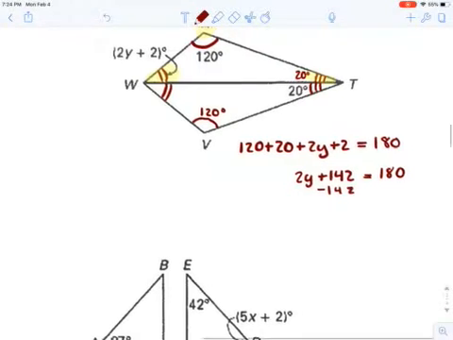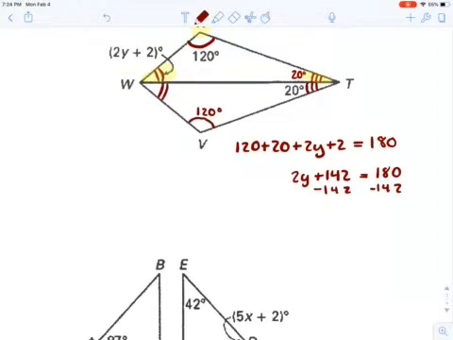Now, if we subtract 142 from both sides, we'll get that 2y equals what? What does 2y equal if you subtract 142 from both sides? 2y will equal 38. Divide by 2 on both sides and y equals what? 19.